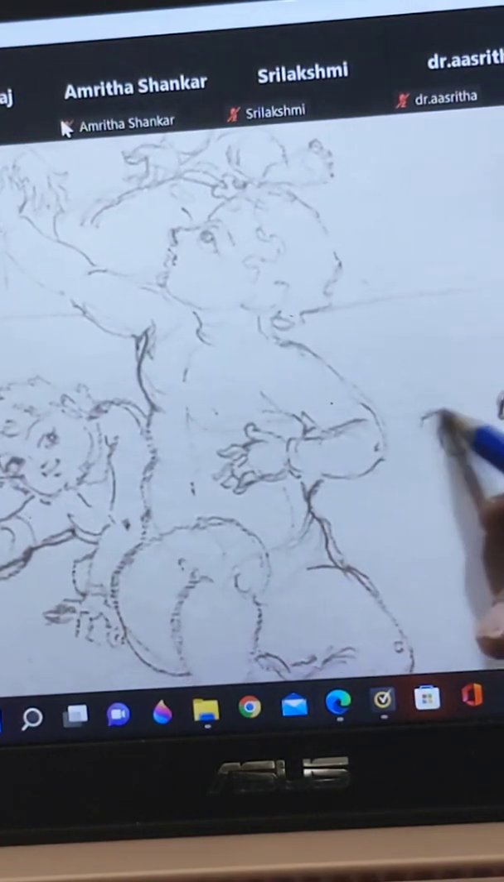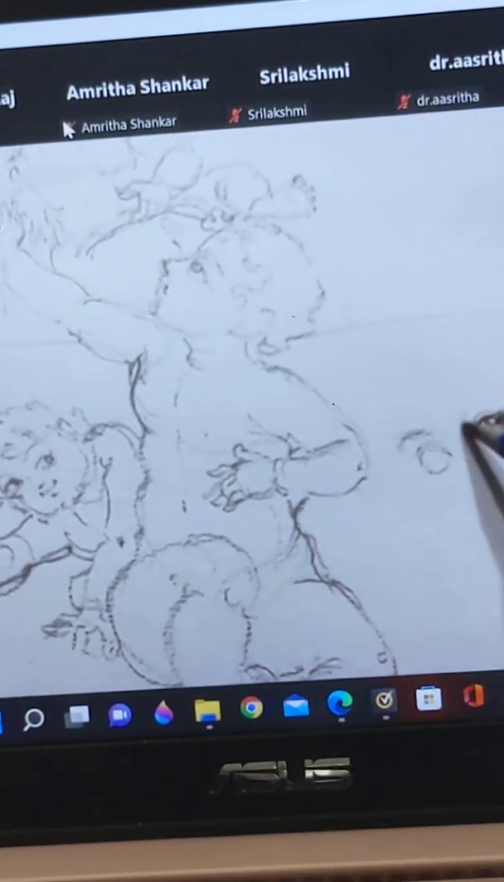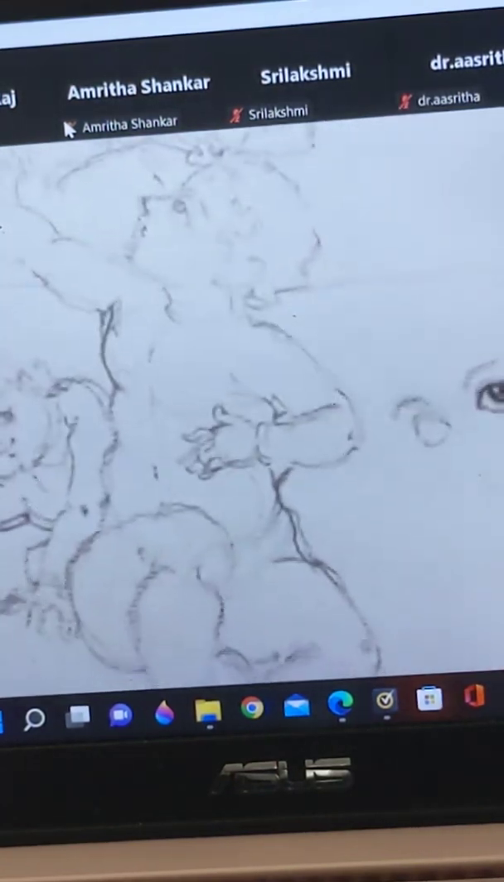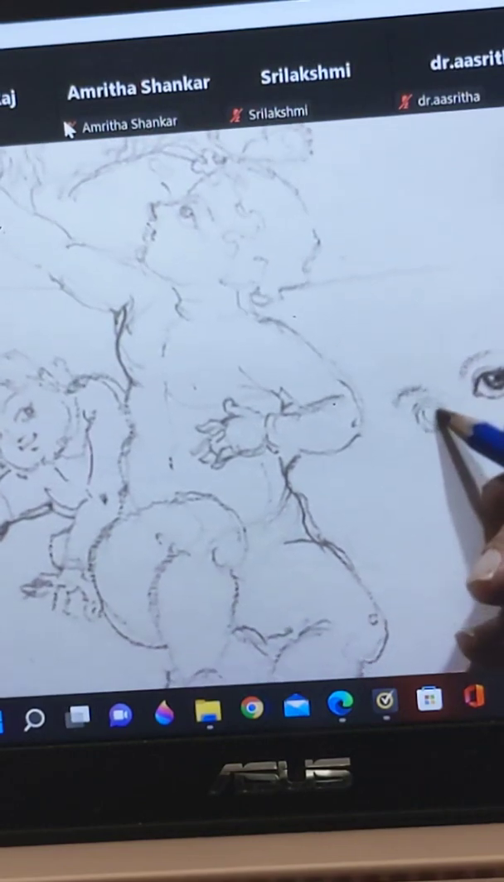With the babies, the eyebrows are thin and light. Do not make it thick and dark.